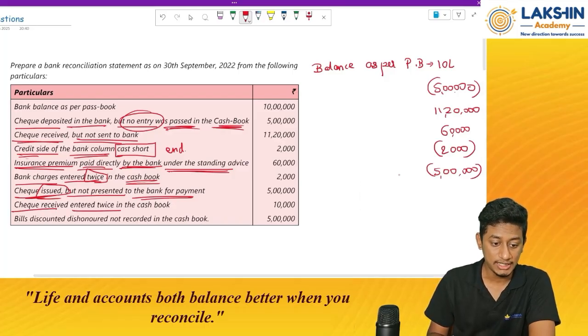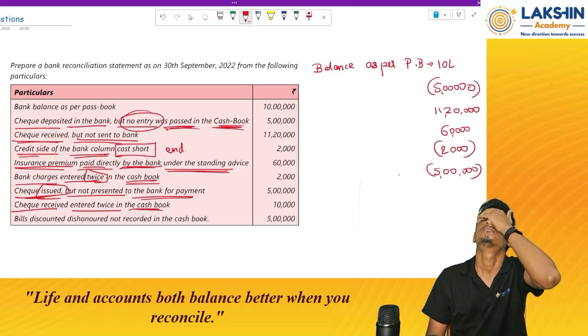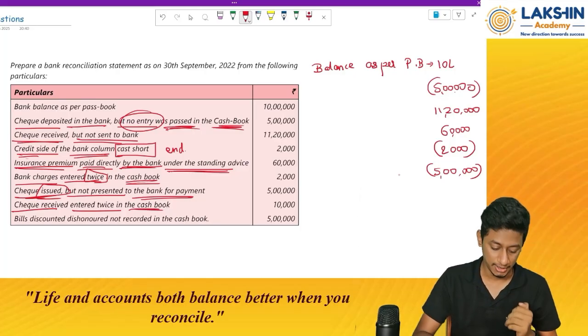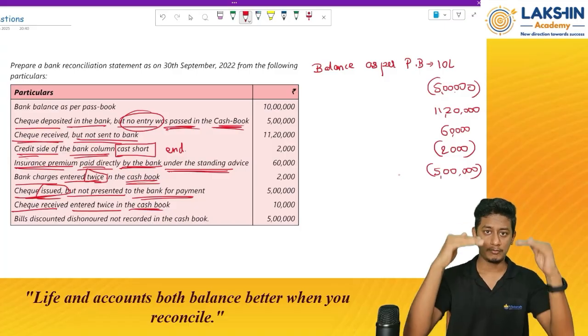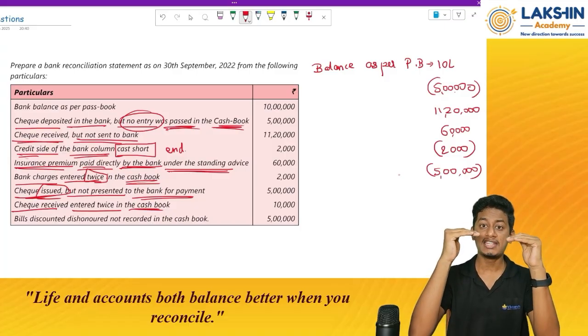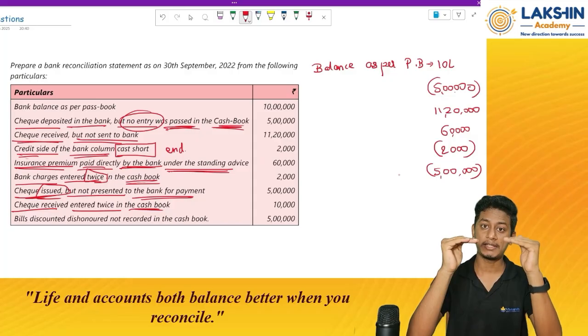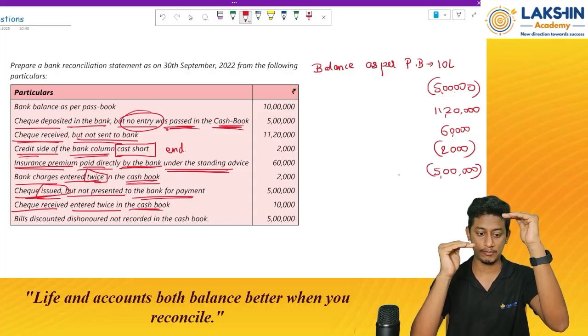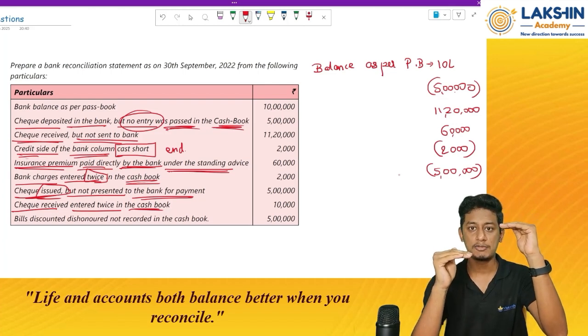Okay. Then check received entered twice in the cash book. Again the same mistake. How many times do I make the same mistake? See what has happened now. Both are equal. I received a check. Whenever I receive a check, what happens? The bank balance will increase, by rupees how much? 5 lakh. Sorry, by rupees 10,000. But what about the cash book? Has the cash book balance changed?